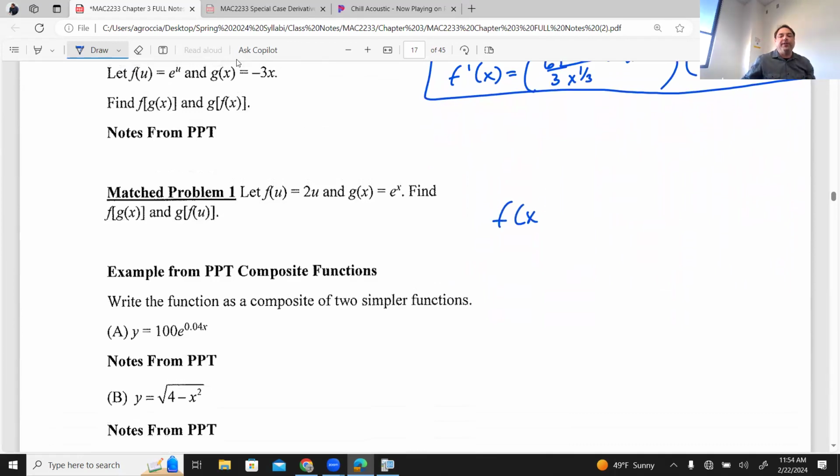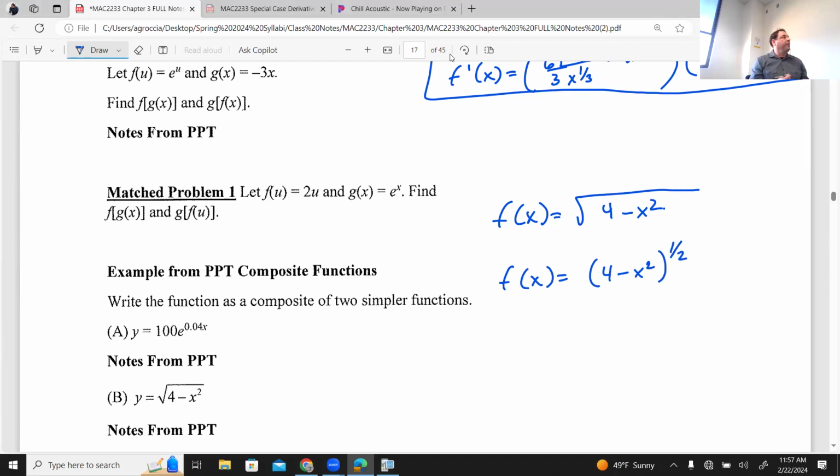I'd like you to find the derivative of square root 4 minus x squared. So just like with derivatives, we're going to rewrite first. How can I rewrite square root? Raised to the half. So 4 minus x squared raised to the half. We've done that many times before when we did derivatives. This is just another time.